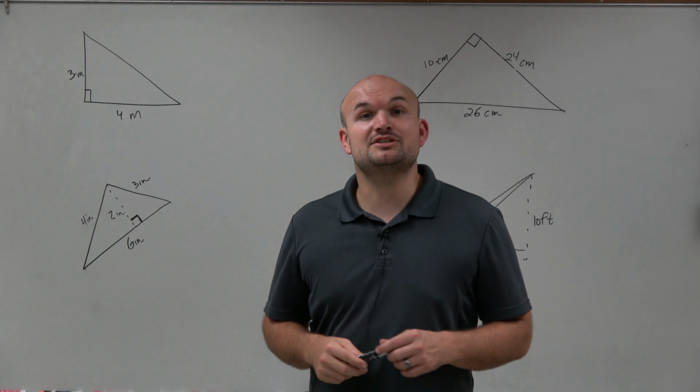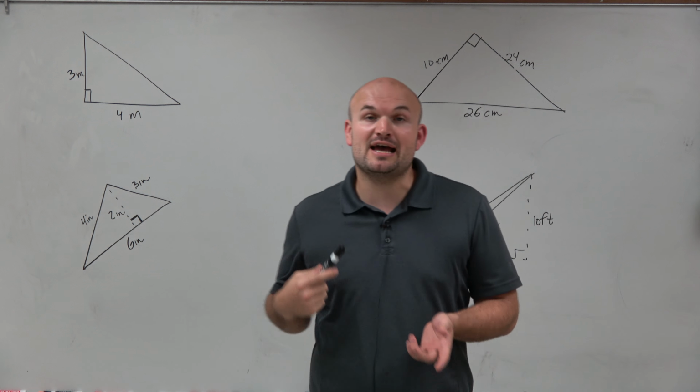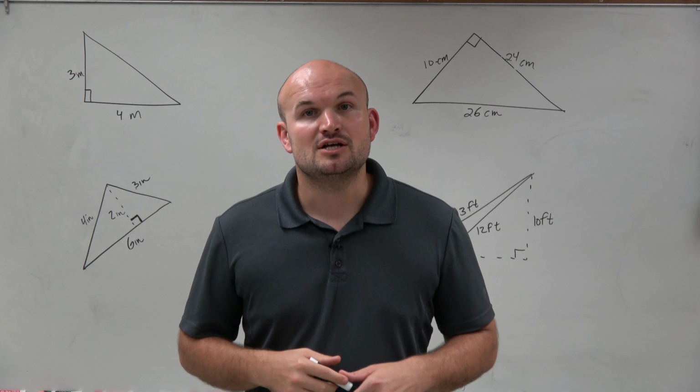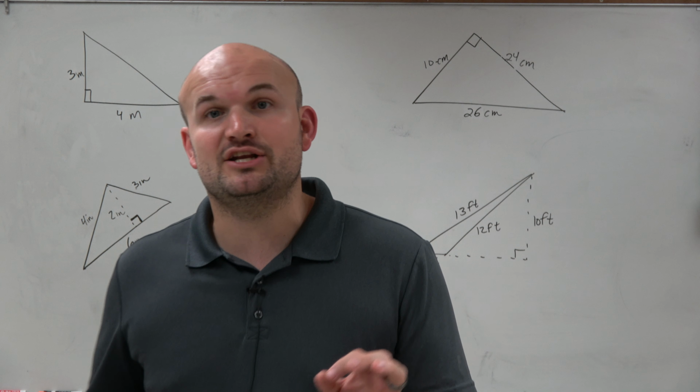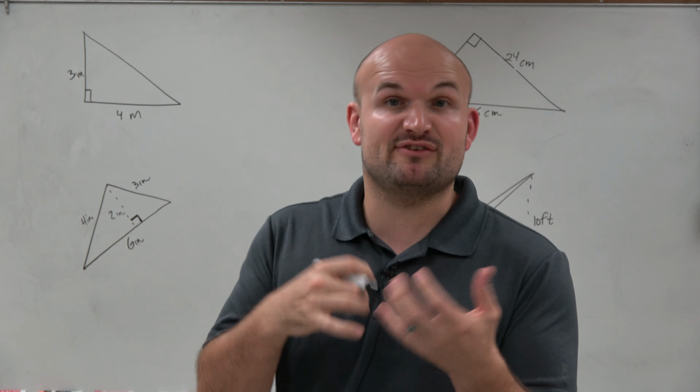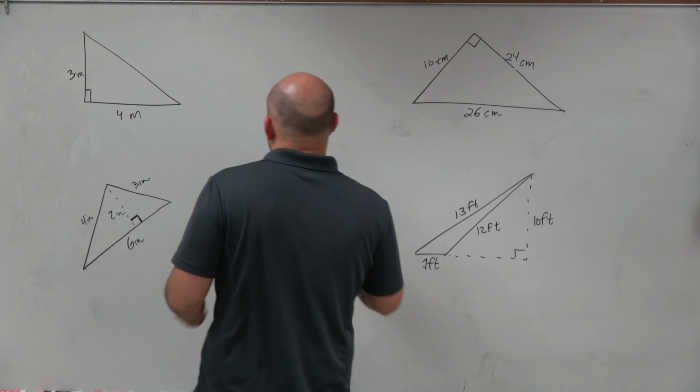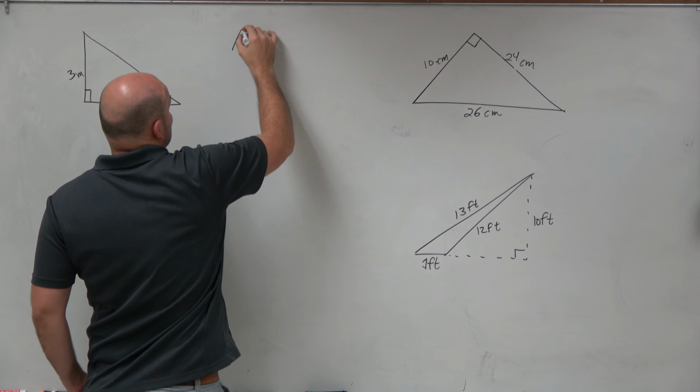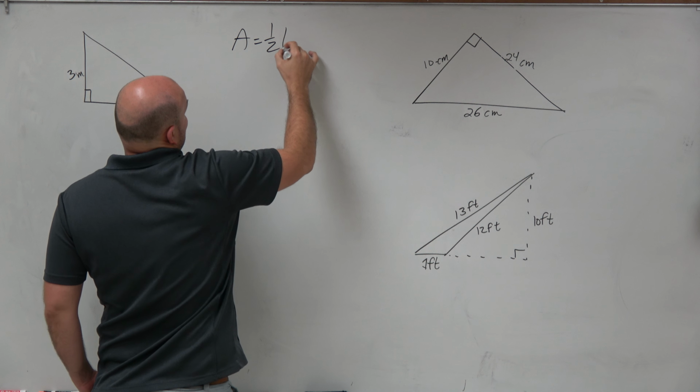Welcome, ladies and gentlemen. So what I'd like to do is show you how to find the area as well as the perimeter of a triangle. To do this, the main important thing that we first need to do is remember what the formula is for a triangle to find the area. So the area is basically going to be 1/2 base times height.